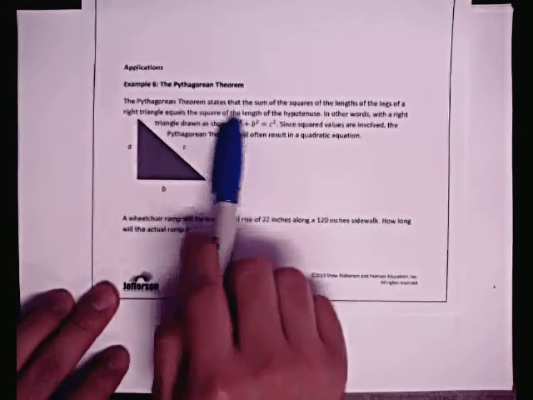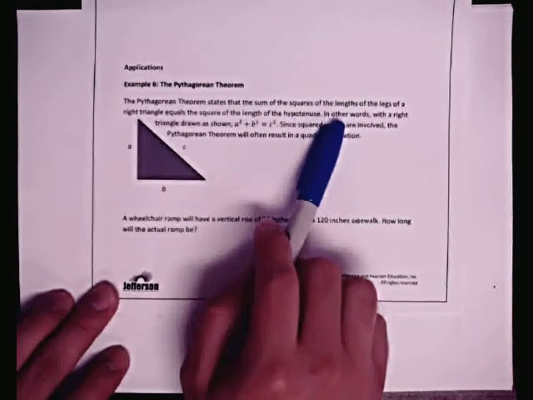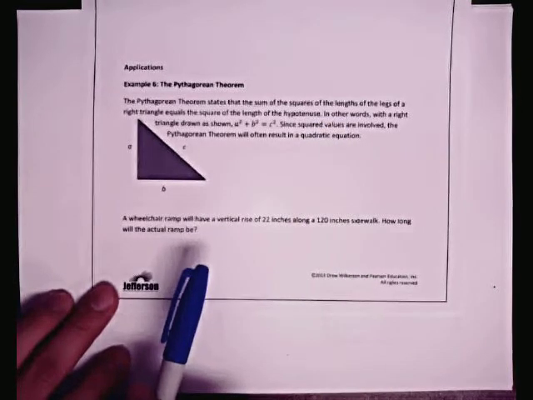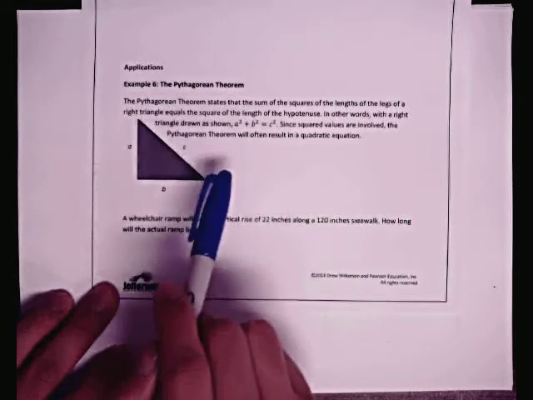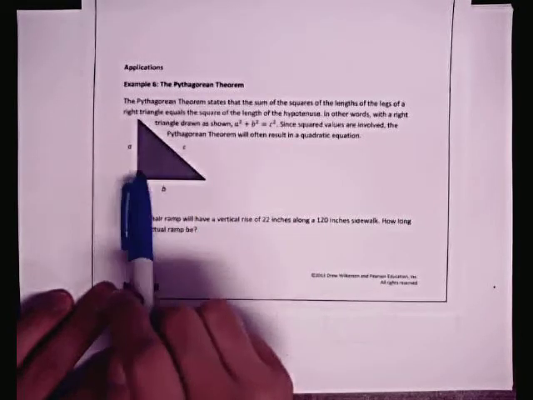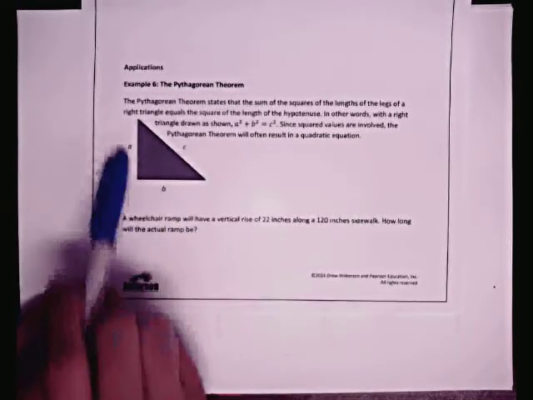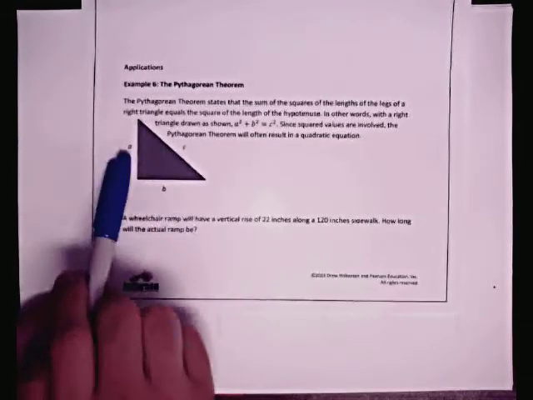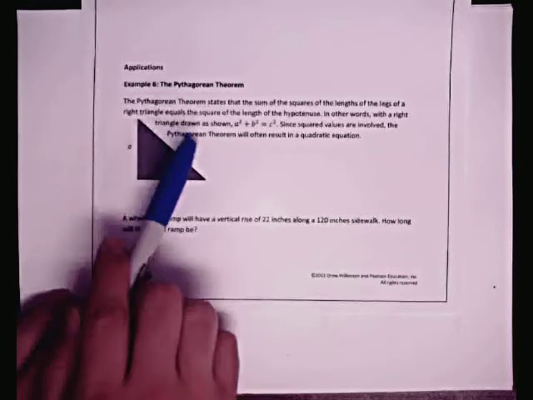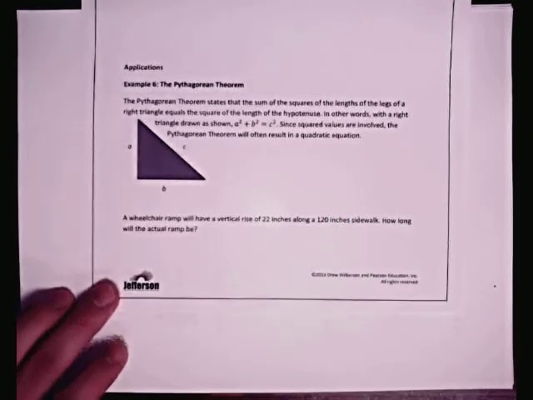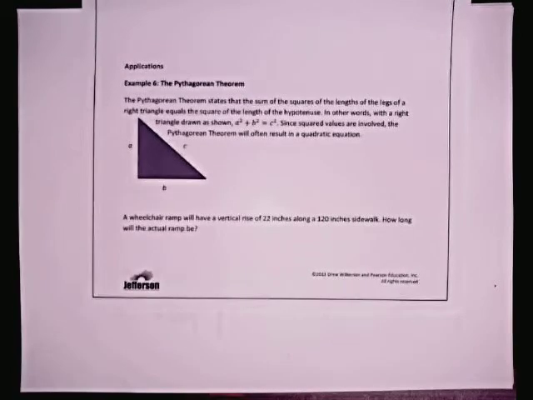The Pythagorean theorem states that the sum of the squares of the lengths of the legs of a right triangle equals the square of the length of the hypotenuse. Remember, the hypotenuse is always across from the right angle. In other words, with a right triangle drawn like this with A, B, and C, A squared plus B squared equals C squared. So since squared values are involved, the Pythagorean theorem will often result in a quadratic equation.